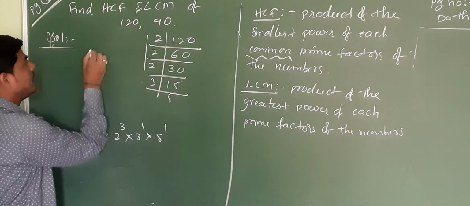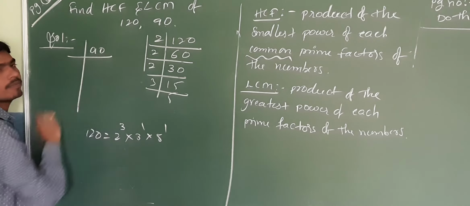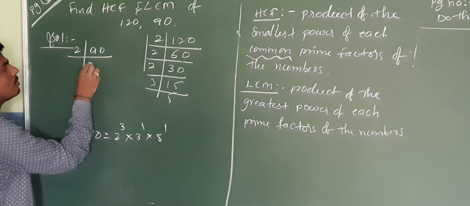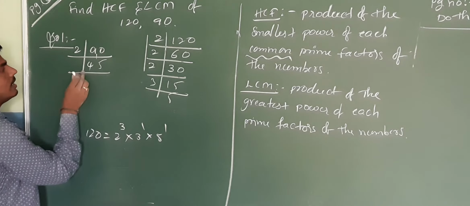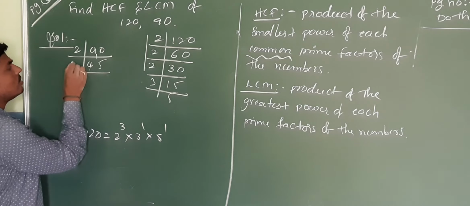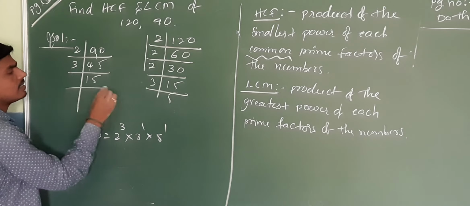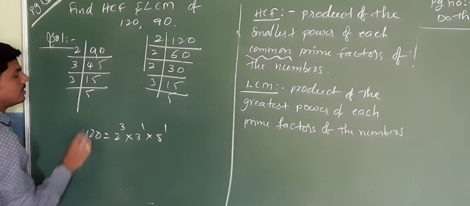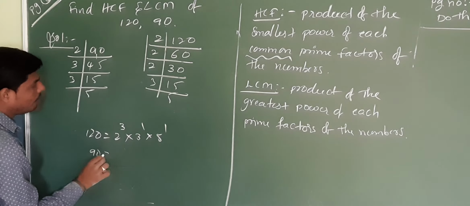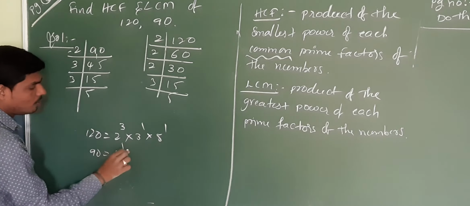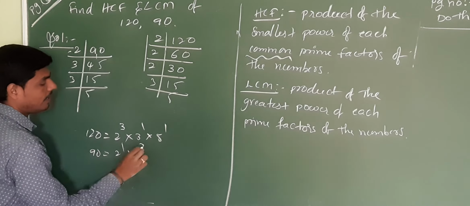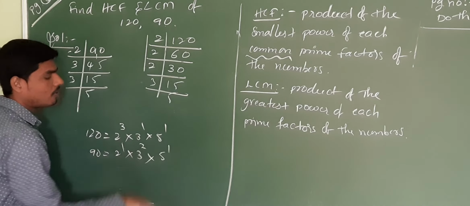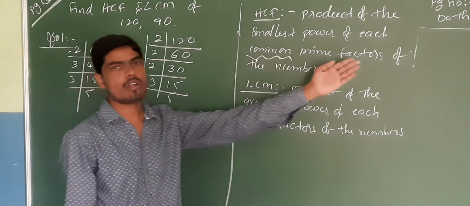Now another number, 90. That also we change into prime factors. Start with 2: 2 fours are 8, 1 is left, 10. 2 fives are 10. Next it will not go into the table. Now take 3: 3 threes are 9, 3 fives are 15, so 90 can be written as 2 power 1 into 3 squared, only one 5, 5 power 1. Now children, follow this step here.